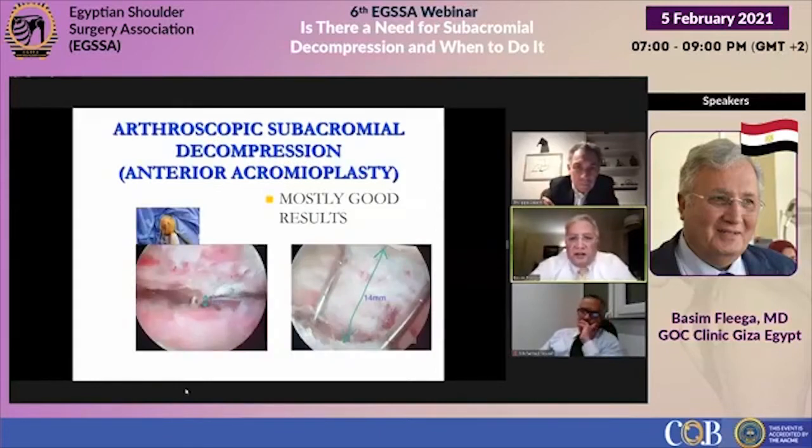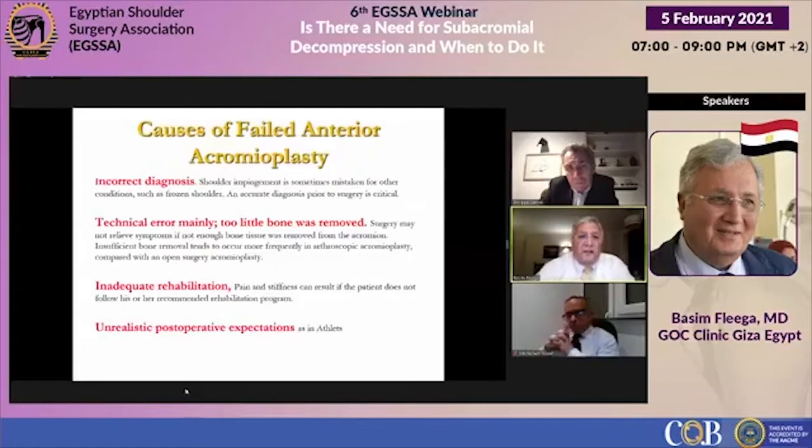The results are mostly good, especially as you see on the left, the space is about 1 millimeter, and after decompression it can be up to 14 millimeters. So it relieves the tendon from any compression from above.